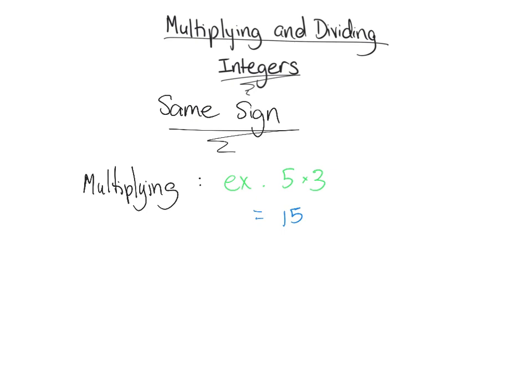When multiplying two numbers of the same sign, it doesn't matter what the sign is, the answer will always be positive. So if we had -5 by -3, same sign, we always get a positive number. That's probably something that you want to write down. The result is always positive.